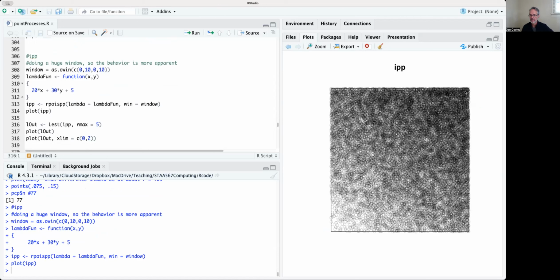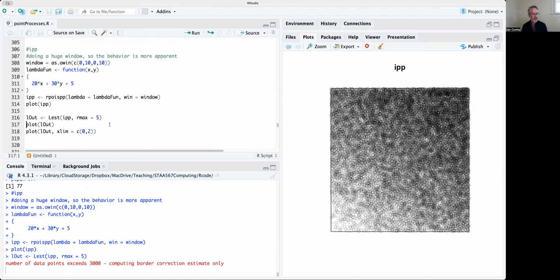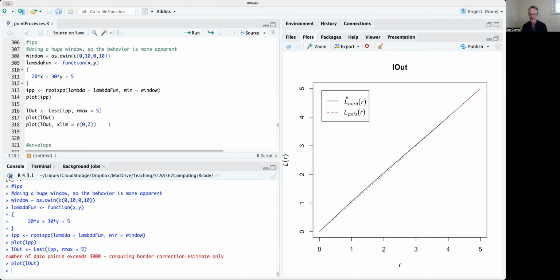Clearly we have different intensity up here in the upper right than we do in the lower left. And this is probably unrealistic, but it allows us to get a feel for how this K function, or the L function, is going to behave. So in line 316, I'm going to run the L function for this data, and I'm going to plot it. And here's what we get.